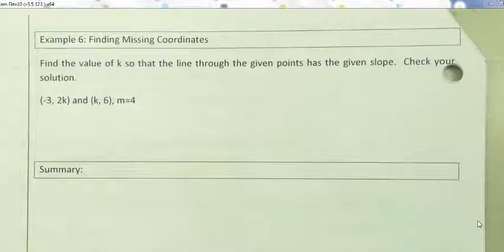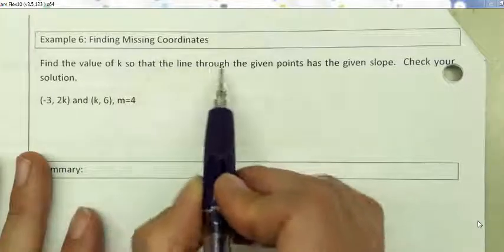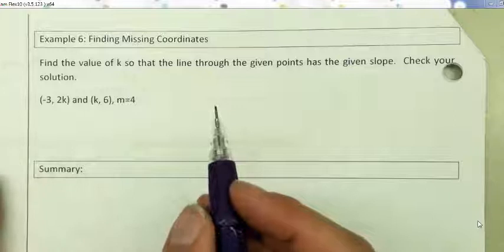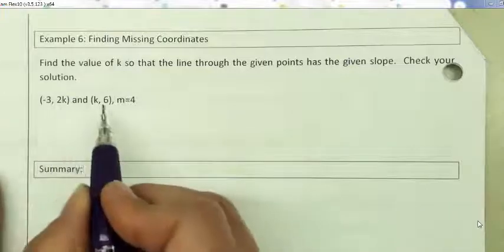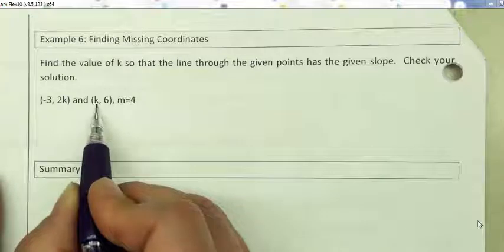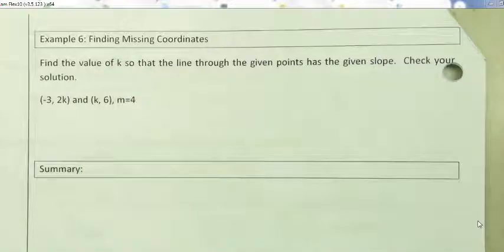Ooh, this is a good one. I love this problem. Okay. Find the value of k so that the line through the given points has the given slope. Check your solution. Okay, notice I'm given 2 points, but look, I'm given a variable in there. I'm not actually given an actual x coordinate as a number. I'm given it as a variable.